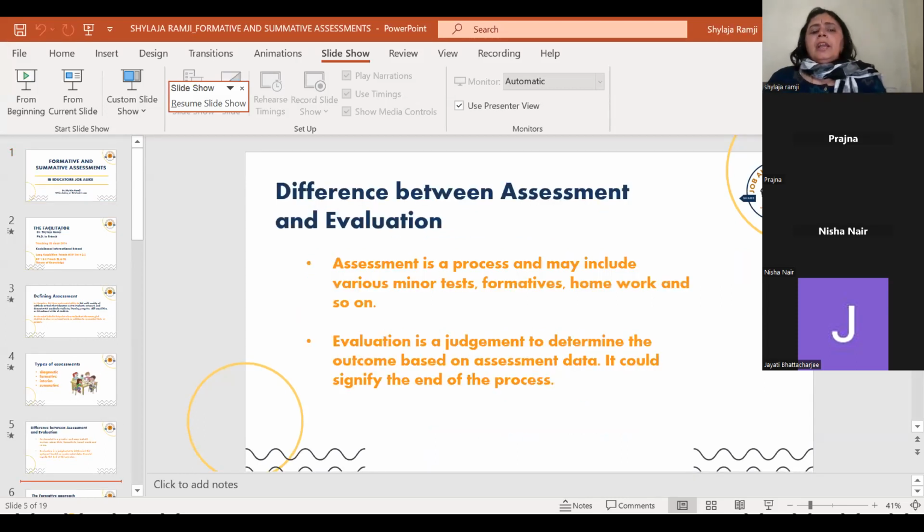So evaluation is, as I said, more a judgment. It comes right at the end and it denotes the end of a process. Assessments can include the minor tasks, formative homework, etc. And evaluation is the test, the final performance, a written exam, a written paper, or if it's oral, then it could also be the oral exam. All right.